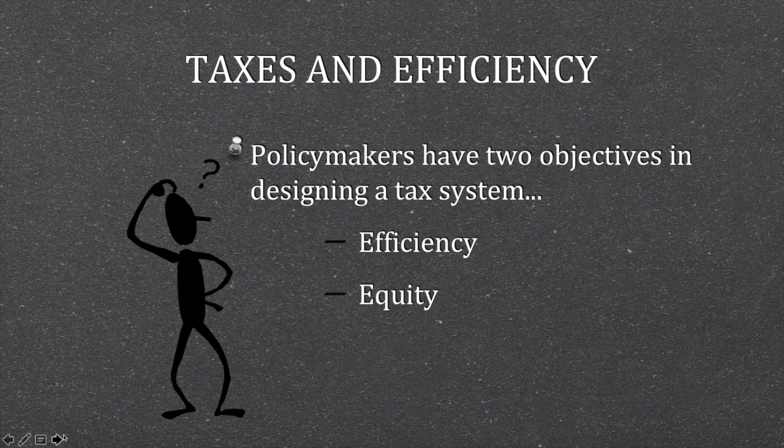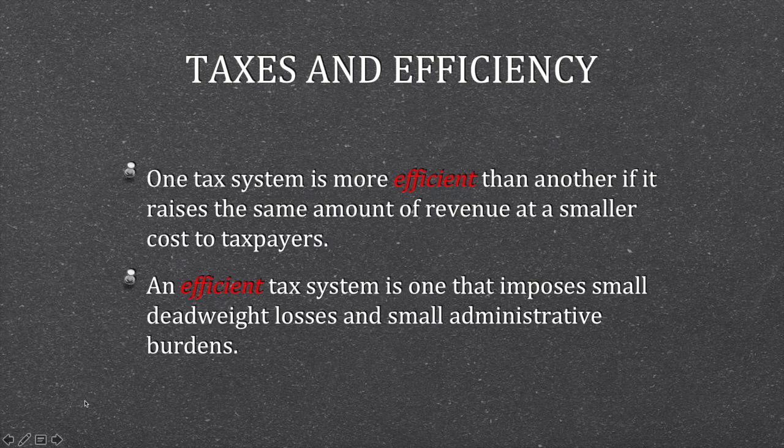Now, when policymakers design a tax, they have two primary goals: efficiency and equity. Efficiency is the idea that the tax can raise a large amount of revenue at a low cost. So it can raise a lot of revenue at a low cost. One of the ways that tax systems can be efficient is if they try to minimize dead weight loss.